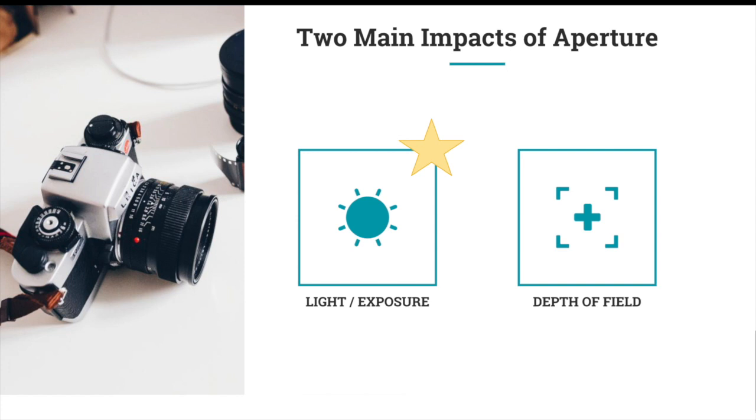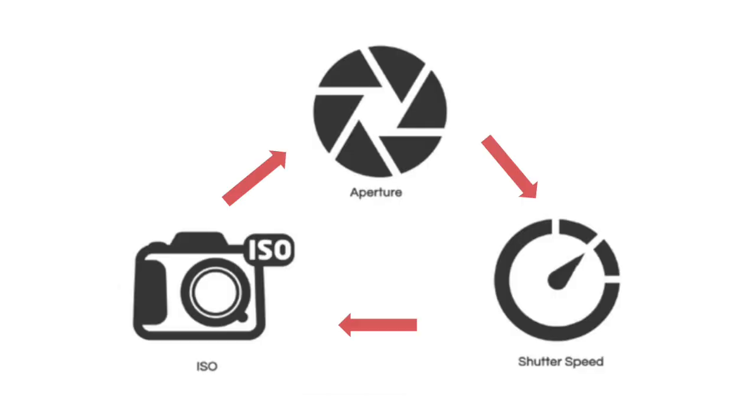But today we're talking about exposure, and the aperture is a part of what we call the exposure triangle. The exposure triangle consists of the aperture, the shutter speed, and your ISO. All three of those settings in your camera are what you utilize to make sure that you have a properly exposed photo. So let's talk about what that looks like.